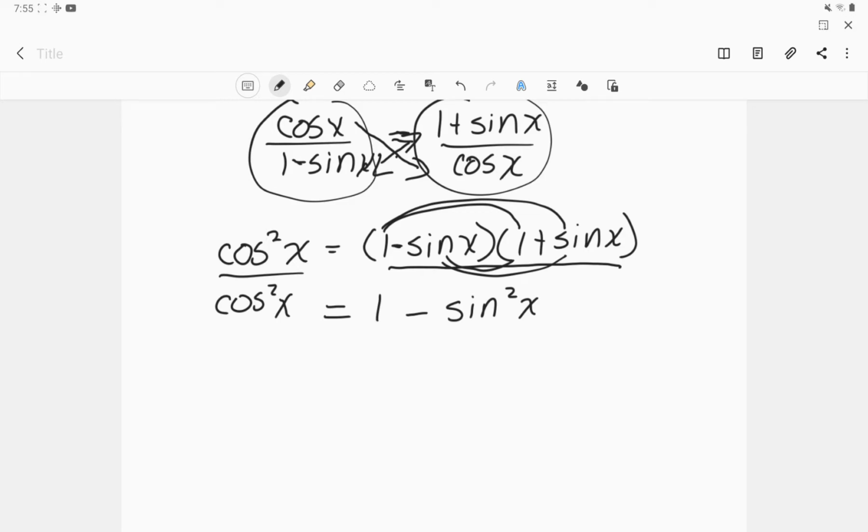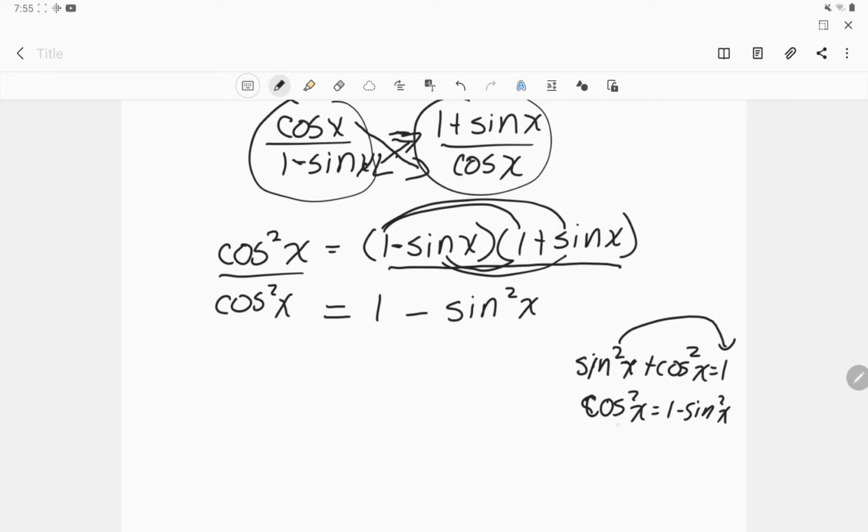However, remember, and I'm just going to write it over here. Remember in class we said one trig identity is sine squared x plus cos squared x equals 1. And what I said was you can rearrange that in any way that would be beneficial to you. So if I move this sine squared x over to this side, I have something that says cos squared x is equal to 1 minus sine squared x.